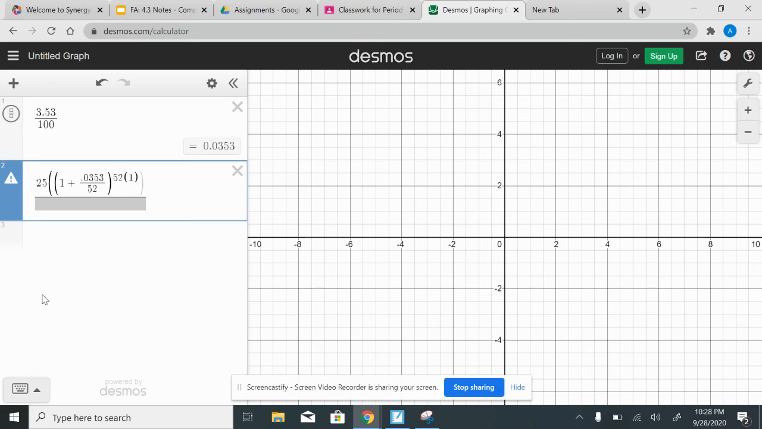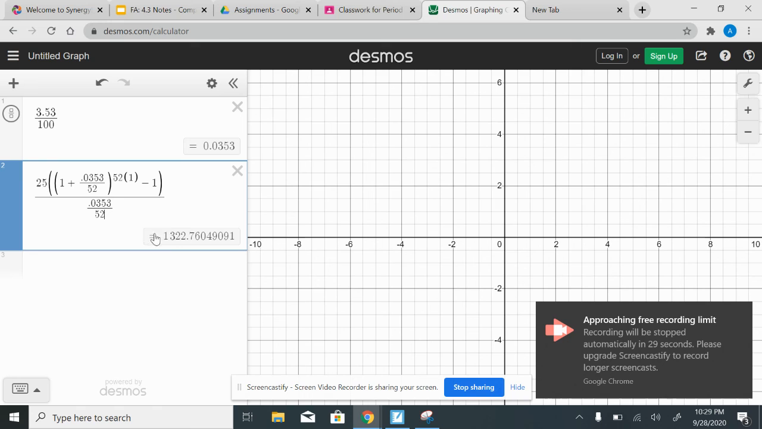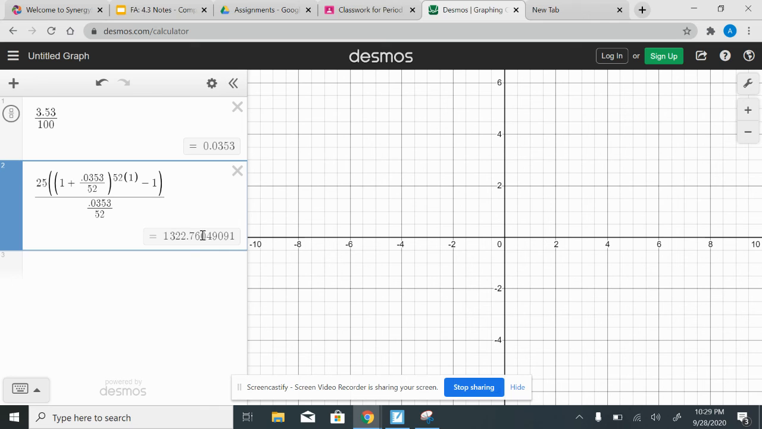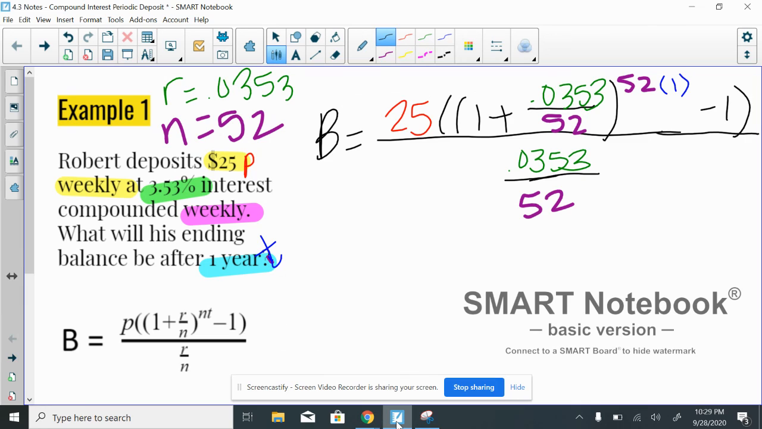Okay, not different. What is different is this -1, and then I close my parentheses. That's the numerator. I know it's hideous. Denominator looks like rate over n. So 0.0353 divided by 52. Okay, if I deposit $25 a week at this interest rate, I'm getting $13.22, and I'm going to round this off. 0.760 is going to round off at 76 cents. So my ending account balance is going to be $13.22.76.